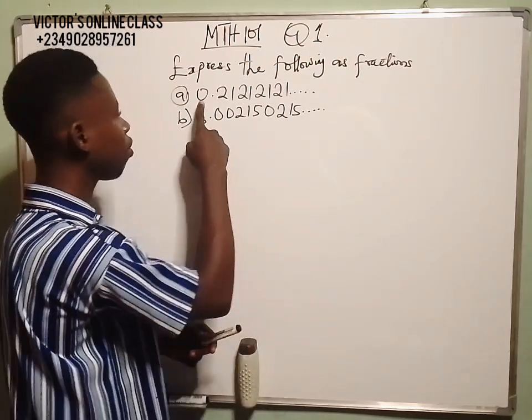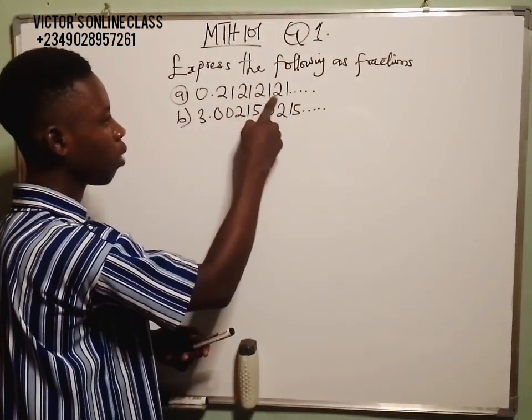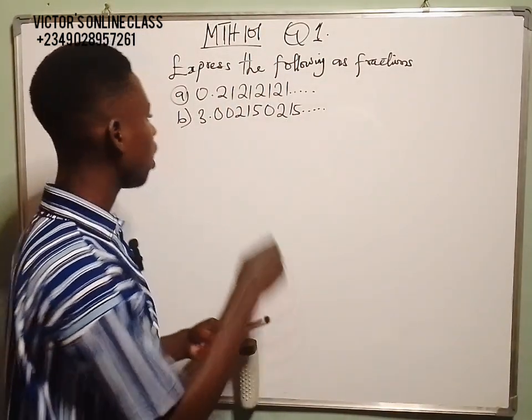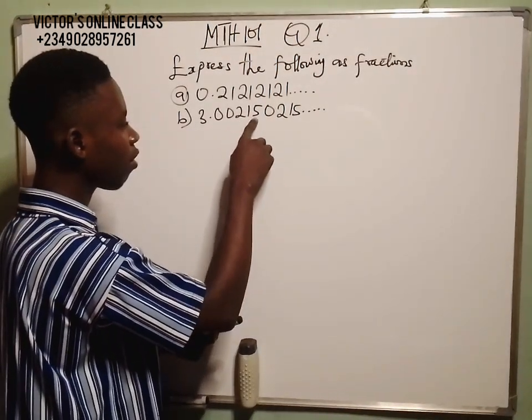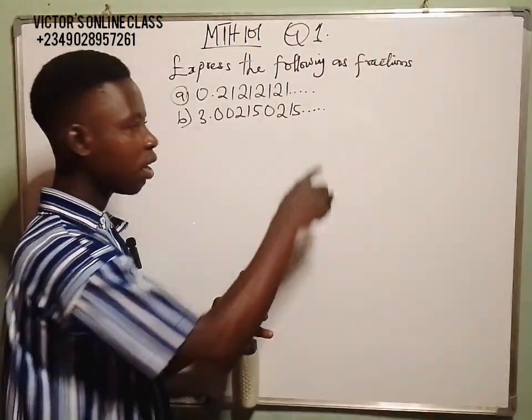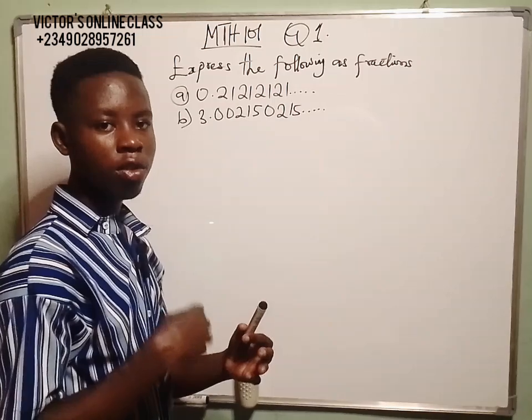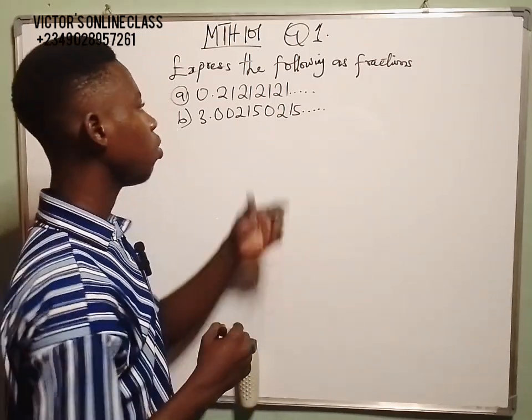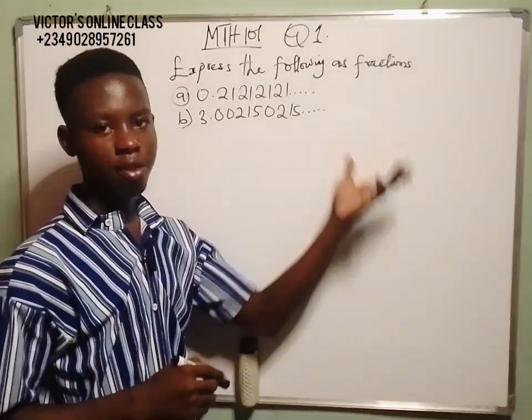Look at this now. We have 0.212121. You see that 21 is continuously repeating. And here you have 3.002150215. See that these values are repeating continuously. Now, how do we express this as a fraction?